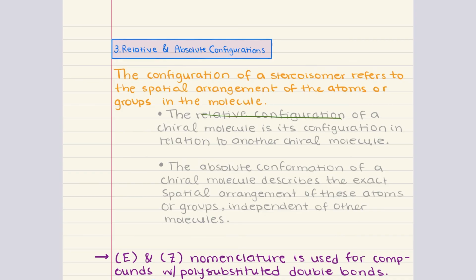This is exactly what we just did in the last problem. The absolute configuration of a chiral molecule describes the exact spatial arrangement of its atoms or groups independent of any other molecule. This was what we learned when we went over the rules for assigning a chiral center an R or S configuration. So relative configuration is when you're comparing the relationship between 2 molecules, and the absolute configuration is looking at one molecule, looking at each chiral center in that molecule and assigning it an R or S configuration.